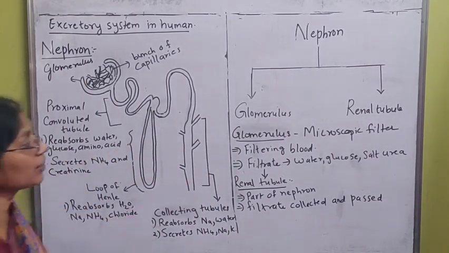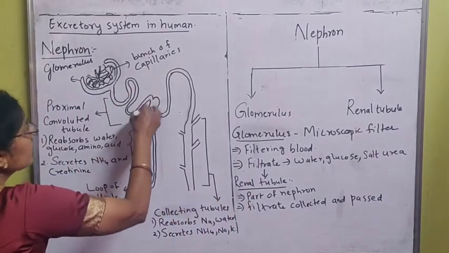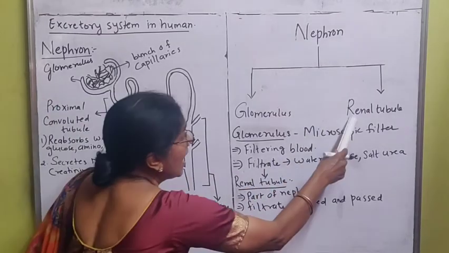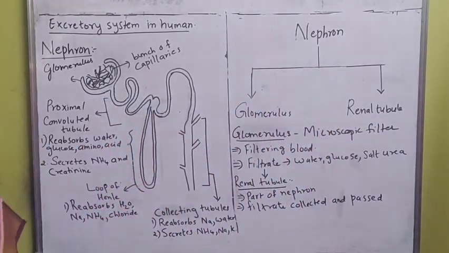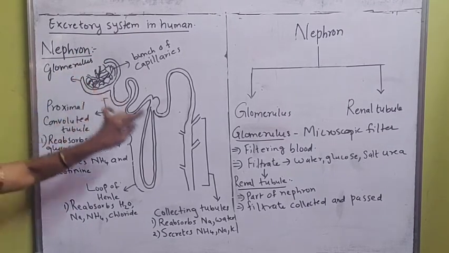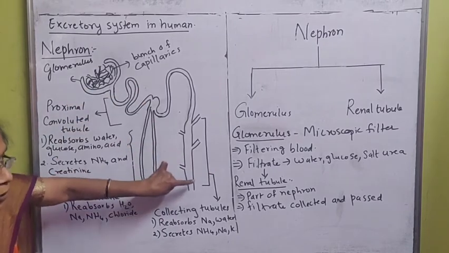The second part of the glomerulus, you can see here, opening into this tube-like structure. This whole tube-like structure is called the renal tubule. So the glomerulus is connected with the renal tubule, and whatever the filtrate is will pass through this renal tubule.